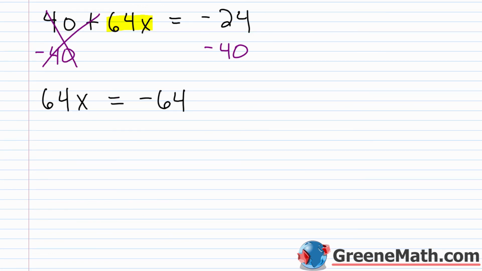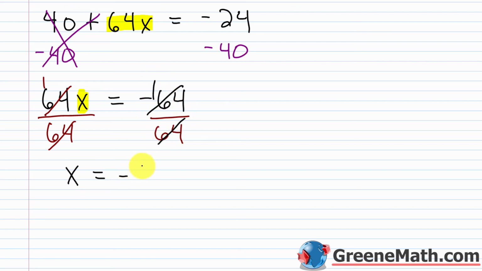Now I just want my variable by itself, so I just want x. So how am I going to get that? Again, look at what's being done to x. If we're multiplying, like we are here, you have 64 that's multiplying x, so you want to use division to undo the multiplication. So if I divide both sides of the equation by the coefficient of x, which is 64, I'm going to get x by itself. This cancels with this. Remember, 64 divided by 64 is 1. 1 times x is just x. Over here, negative 64 divided by 64 gives me negative 1. So x equals negative 1 is my solution.